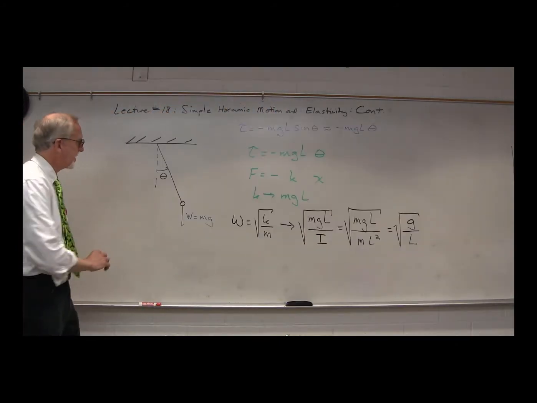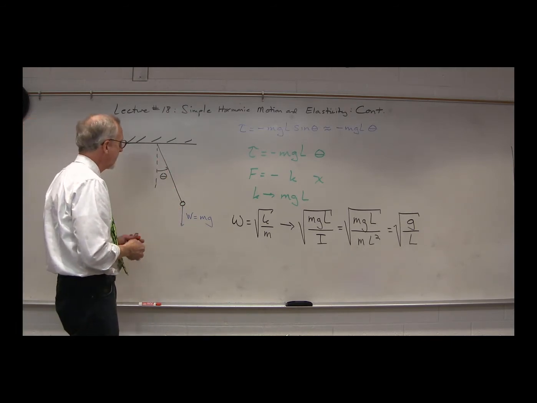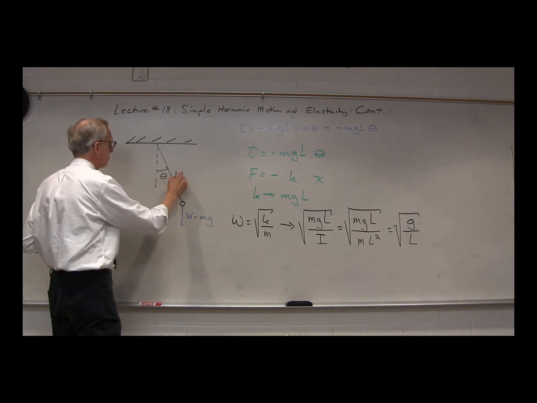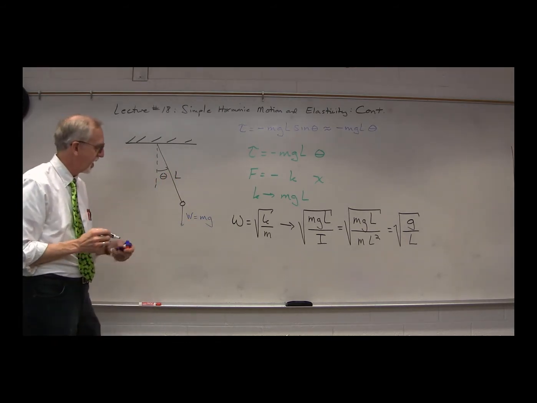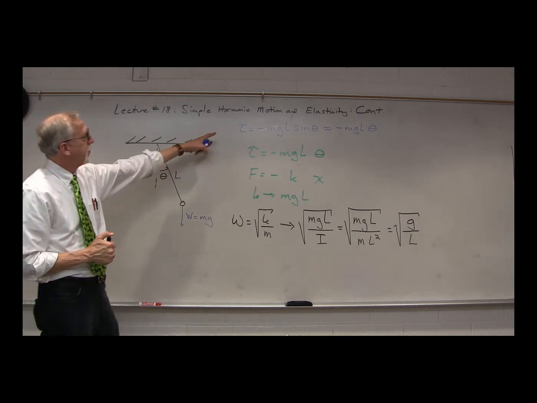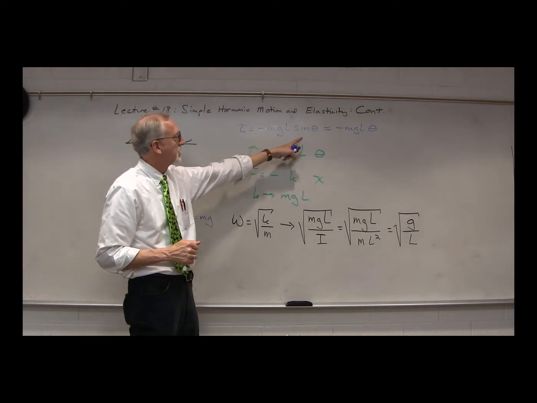So here's our free body diagram. Again, we've got our mass at the end of our string of length L. Mass M has a weight W equals mg. So what did we find? We found the torque acting on the mass was equal to minus mgL sine theta.